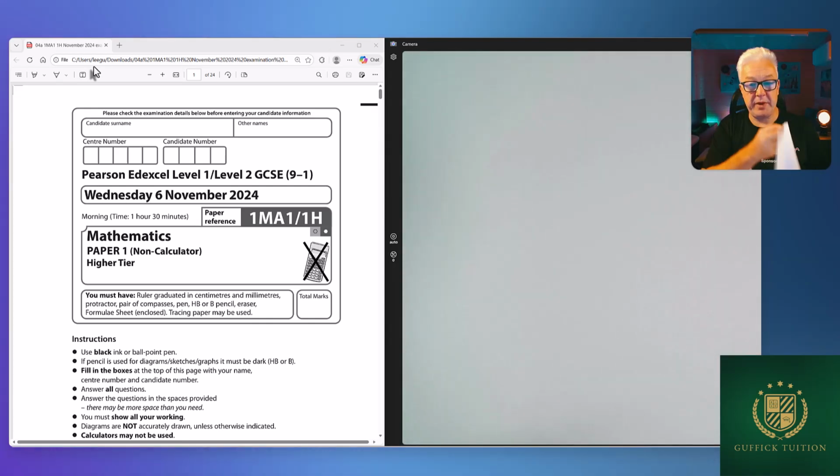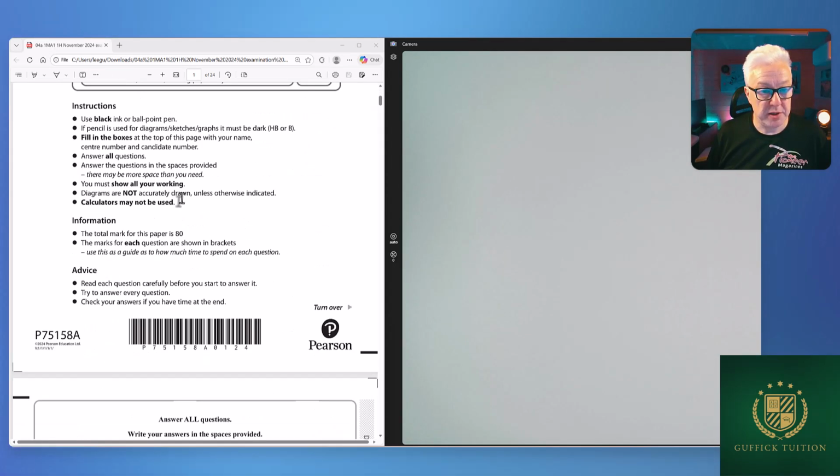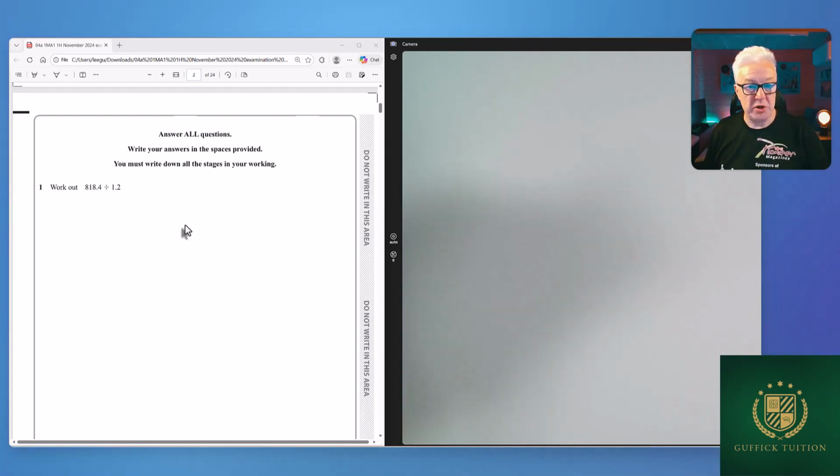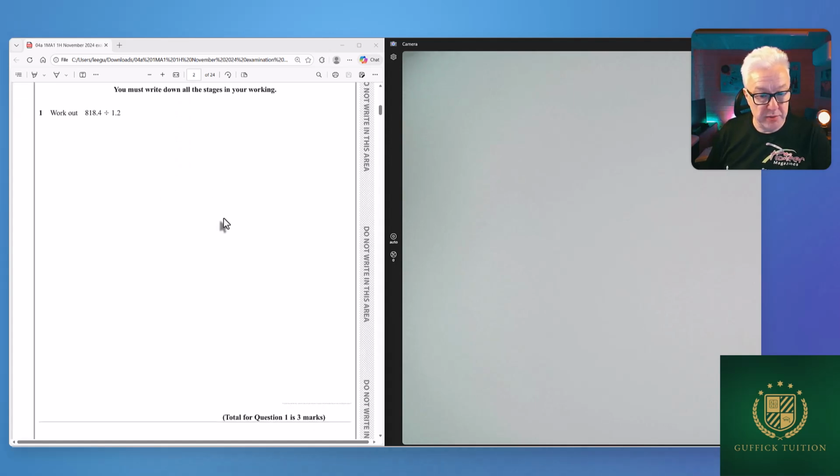Hello everyone, this is going to be the first few questions of November 2024 for Edexcel. So let's have a look at the first question, paper 1. The first question says, work out 818.4 divided by 1.2. You must show all the stages in your working and it's worth 3 marks.